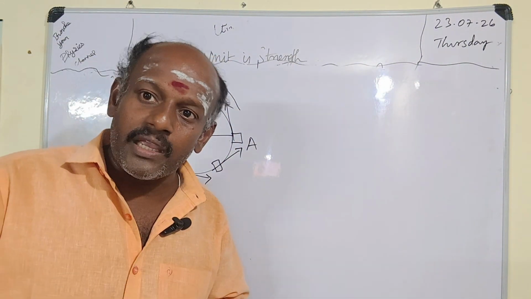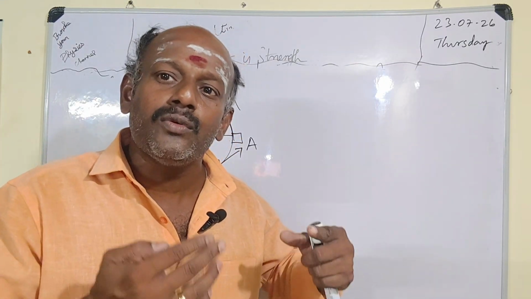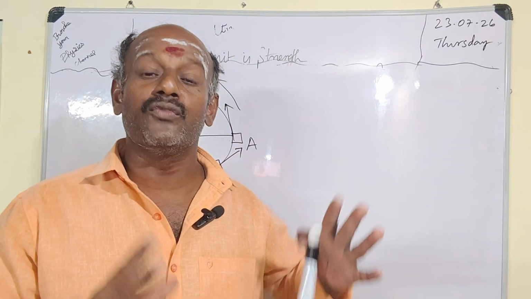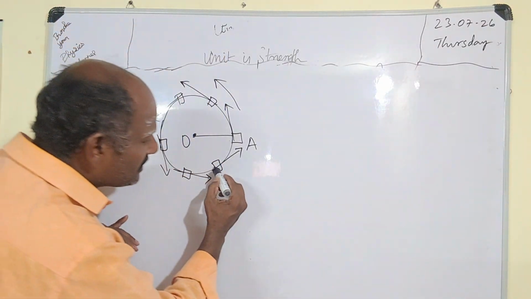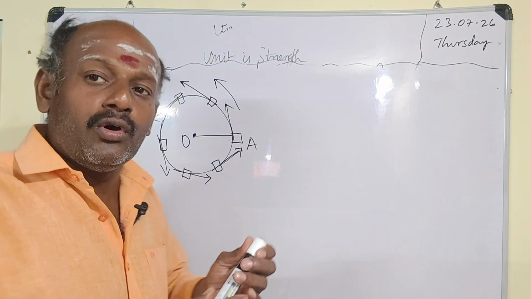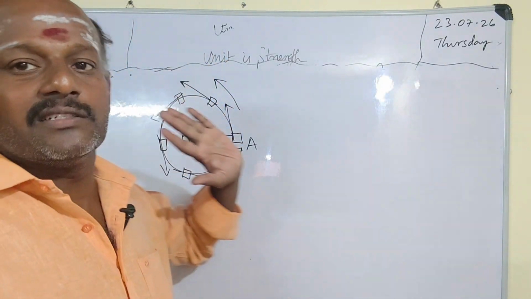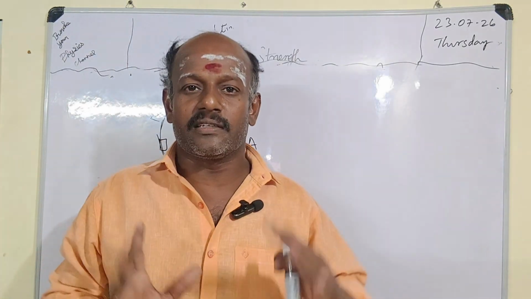And one more thing, at every point it is trying to fall towards the center. It is trying to fall towards the center, but in the tangential direction it has one more force. So it is moving along the tangential path too. So something is happening there.